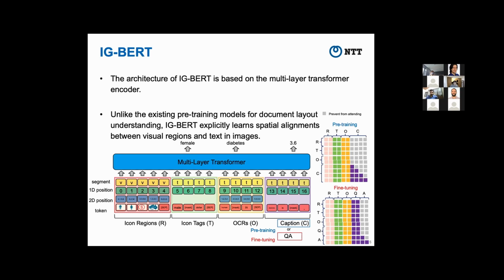This is the overview of our model. We propose a transformer-based multimodal approach called IGVART that can obtain infographic representation for this task. As you can see in this figure, the architecture of IGVART is based on a multi-layer transformer encoder. Unlike the existing pre-trained models for document layout understanding, IGVART can explicitly run spatial alignments between visual regions and text in images.